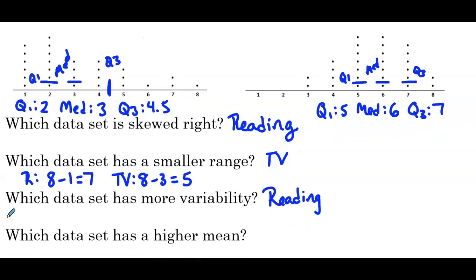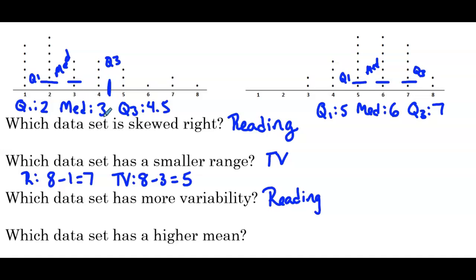Which data set has a higher mean? Okay, so for the symmetric data set, the mean and median are usually about the same. So we'd say that the mean would be about 6. Maybe it's not exactly 6, but saves us some work. Now, in this example, it's skewed right. So the mean is going to be pulled to the right of the median.